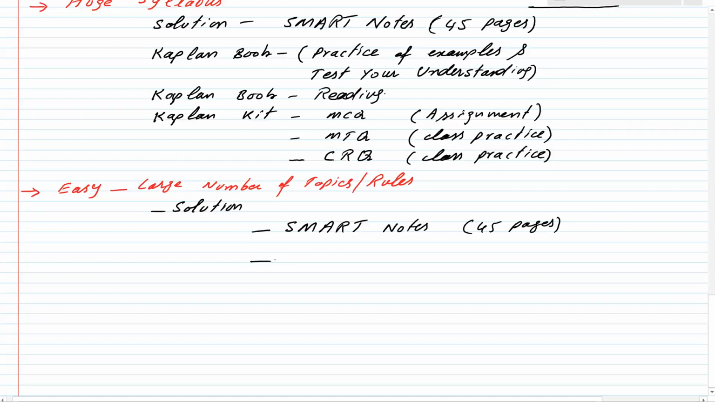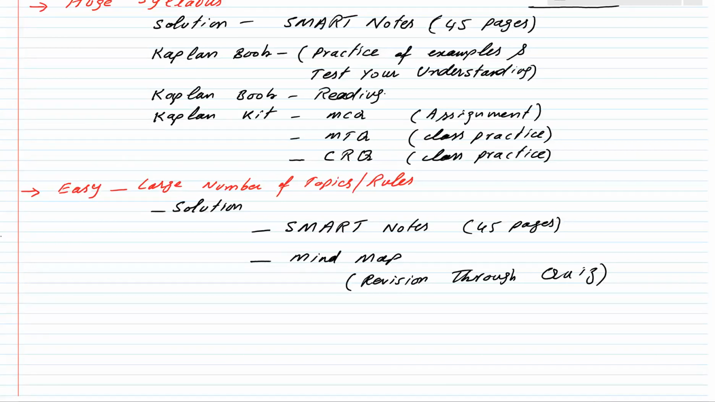Apart from these notes, there is another very helpful document, and that is the mind map. So what is a mind map? Revision through quiz. So I have prepared a quiz for every topic for you guys. Once you are done with the topic, just open the mind map and you will see 2 3 very small questions related to that topic. Just close your notes, open your mind map, open that topic, and try to recall that topic in your mind. Try to recall all the rules related to that topic in your mind with the help of the mind map.